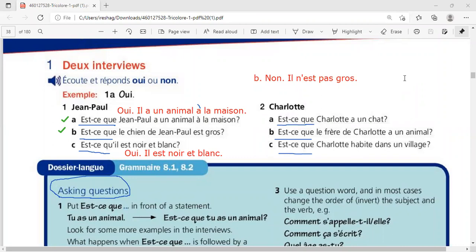Okay, once you have completed these three, this is all for today, and I'll be giving you homework. So this is about Jean Paul. On the next slide, you have Charlotte. For Charlotte, you have to do it in your writing book. Write the question and give the answer. You can either start with oui or non. It's up to you. But write down three answers for them.